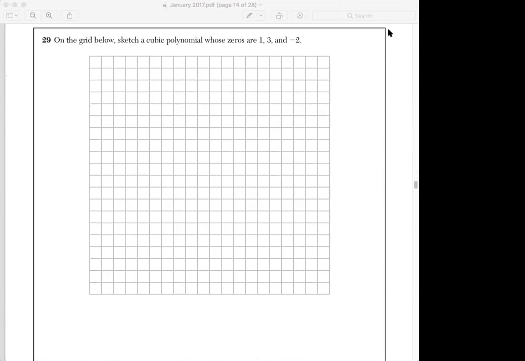On the grid, sketch a cubic polynomial with these zeros. I believe we did this in class. So you sketch. Zeros are 1, 2, 3, and -2. So I'm going to come up like this, down, put arrows. That's the answer. And yes, if you started from the top, it would have just looked like this, because it doesn't say anything about the leading coefficient.